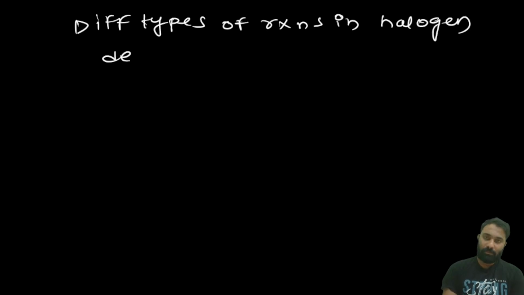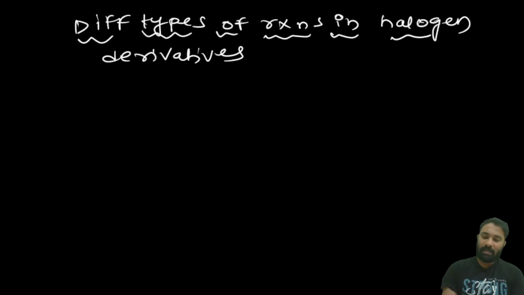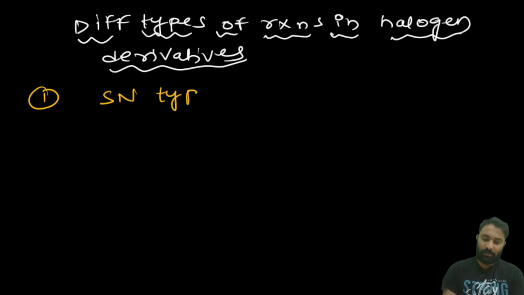derivatives. Anyone is in the live? Anyone is in the live? Once if you are in the live, just say me hi, because here we are going to start the very important reactions. First one is a SN type. Yes, Pranit, okay. First one we are going to see the SN type reactions.